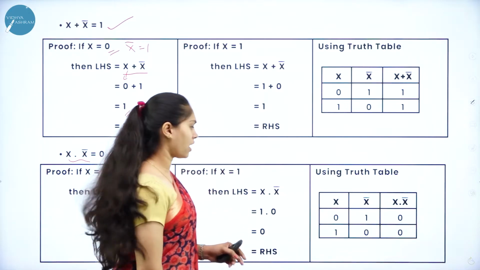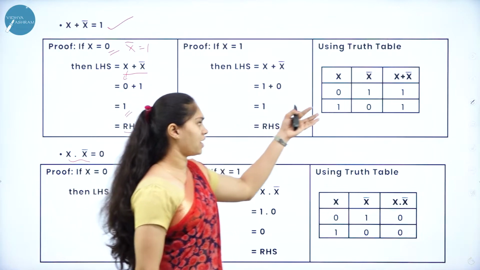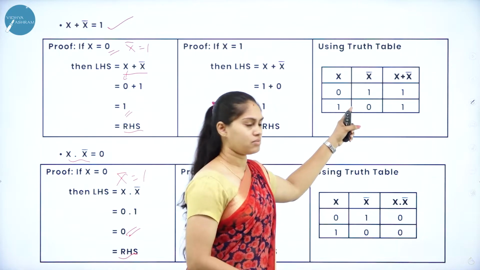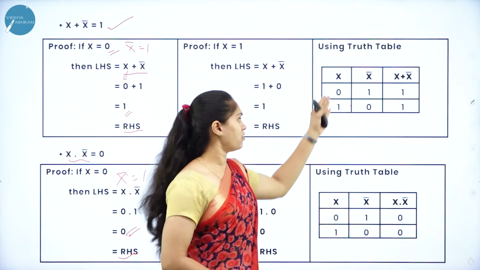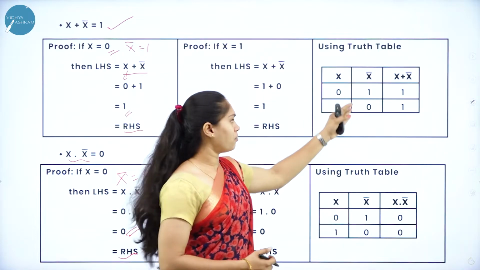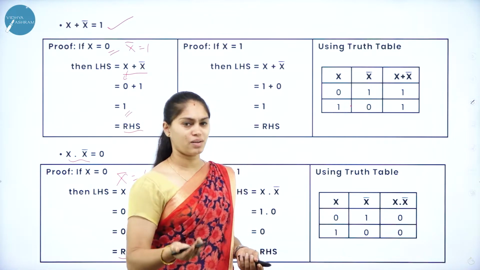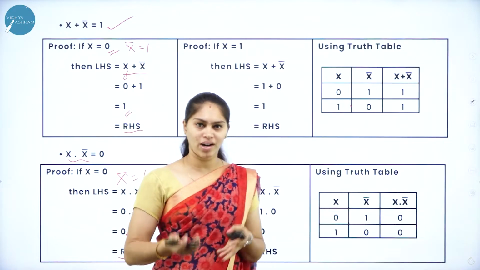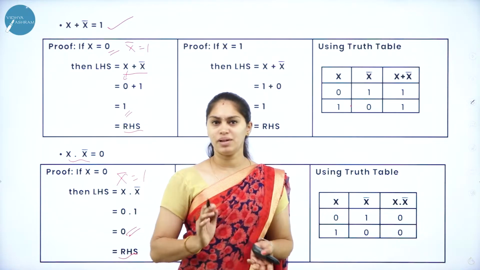Then don't forget to write this truth table. So if I add any number with 0 and any other value, it will be 1. So if I make this x value as 1, the complement will be 0. 1 plus 0 will be 1. So here, if I take the product or AND it, then it will be 0.